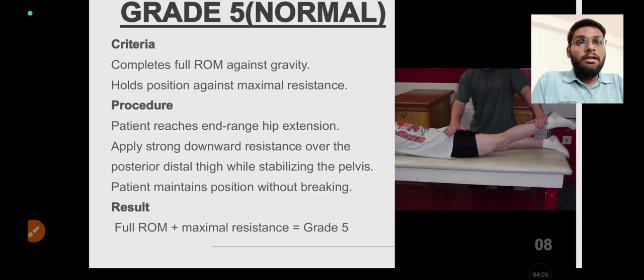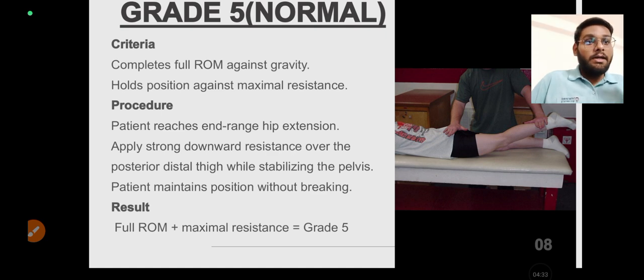And for grade 5, normal, the criteria is complete full range of motion against gravity, holding the position against maximal resistance. Procedure: the patient reaches the end range of hip extension, apply strong downward resistance over the posterior distal thigh while stabilizing the pelvis. The patient maintains the position without breaking. And the result for grade 5 is full range of motion plus maximum resistance.